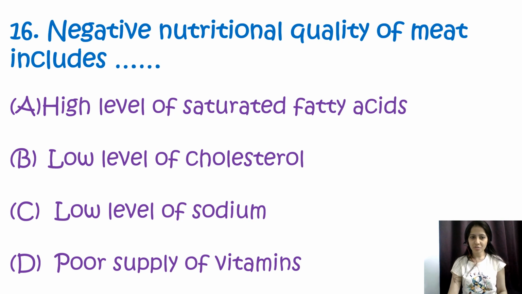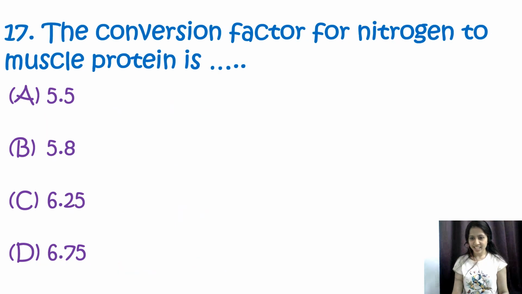Nutritional quality of meat includes high level of saturated fatty acids, low level of cholesterol, low level of sodium, or poor supply of vitamins. So the negative nutritional quality of meat includes the high level of saturated fatty acid, that is option number A will be my correct option. It also supplies poor vitamin contents. Okay. Next question number 17.